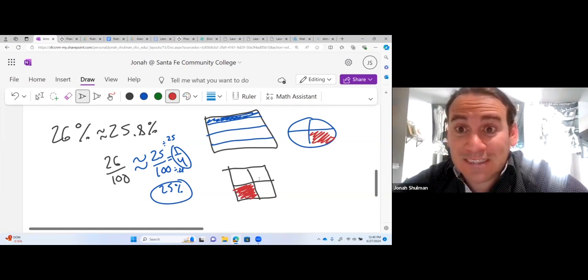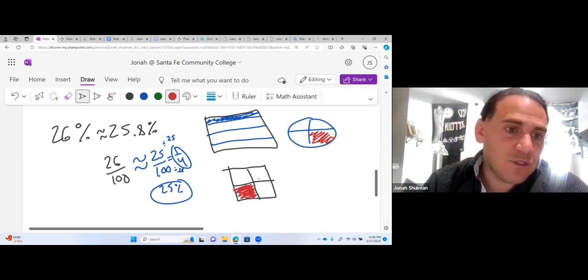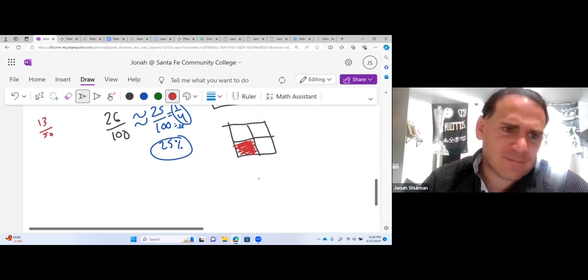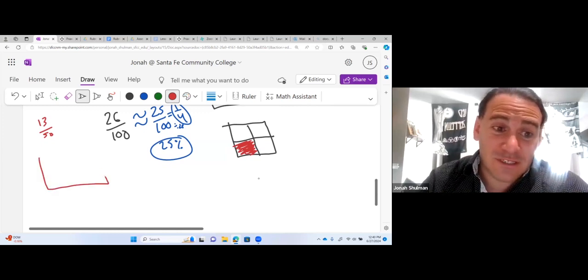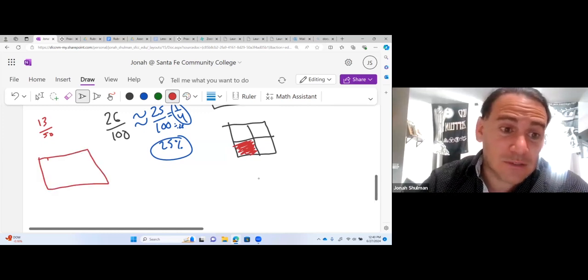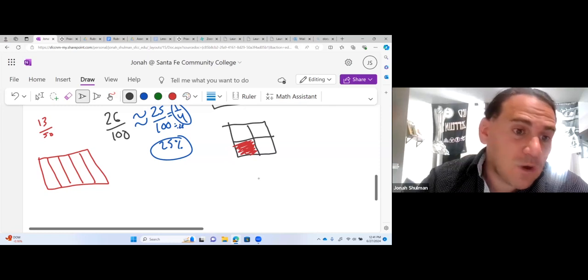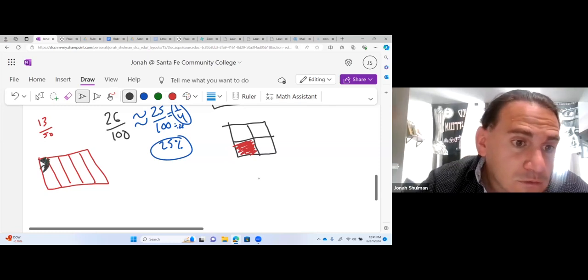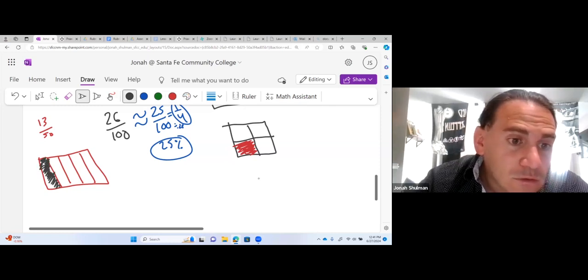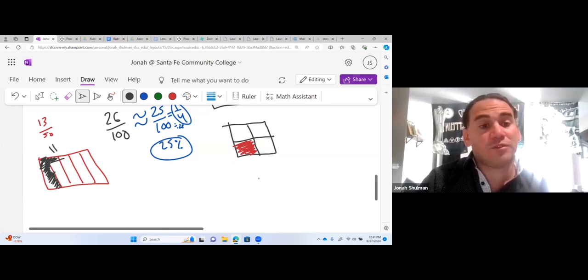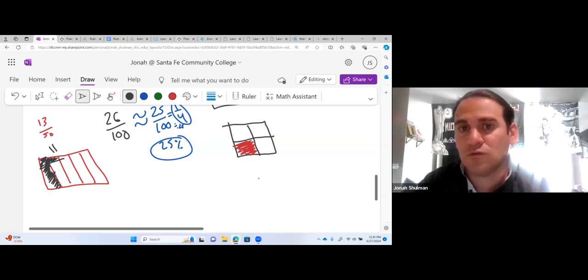If you want them to be exact, well, 26% we know is 13 out of 50. How would I draw 13 out of 50? I'd probably create a box. 1, 2, 3, 4, cut into 5. 1, 2, 3, 4, 5. And that's going to be a whole piece with a little bit left over. And that's how I'd have them represent 26 out of 100. But it's up to you, you know?